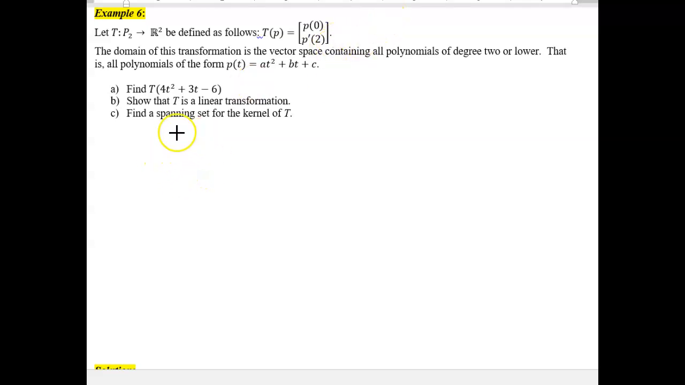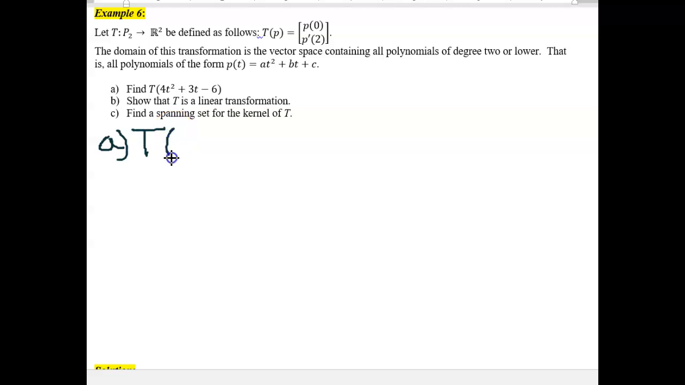Okay, so in this example, we're given a transformation from P2 to R2. Your input in this transformation is a polynomial, and your output is a two-dimensional vector in R2. So part A here is meant as a way of familiarizing yourself with the transformation. How can a polynomial in P2 be transformed into a vector in R2?